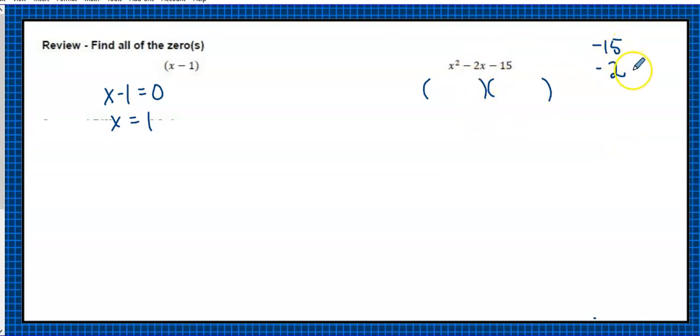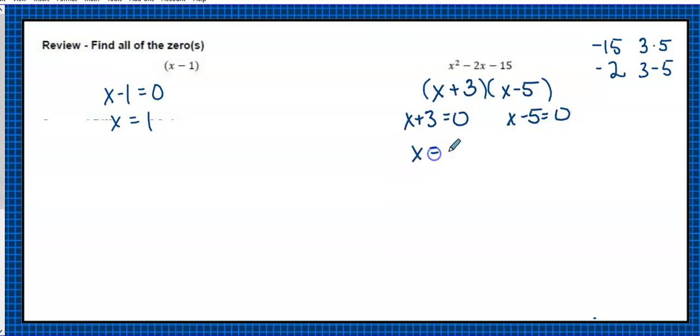So a pair of numbers that when I multiply I get negative 15, and when I combine them I get negative 2. Well, of course we're going to use 3 and 5, and we need to use a positive 3 and a negative 5 to get negative 2. So the factors are going to be x plus 3 and x minus 5. Then we set both of those equal to 0 and solve for x. So our roots are at negative 3 and positive 5.